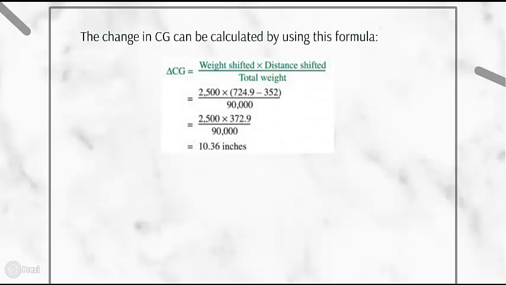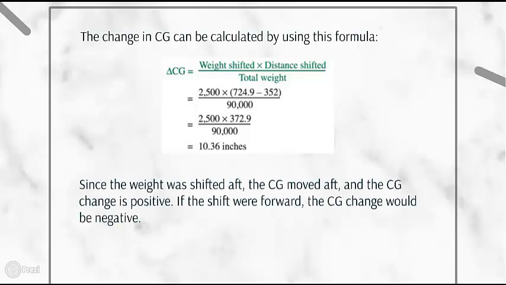Change in CG equals weight shifted times distance shifted all over total weight. It will be 2,500 times 724.9 minus 352 all over 90,000. It will be 2,500 times 372.9 divided by 90,000. The answer will be 10.36 inches. Since the weight was shifted aft, the CG moved aft, and the CG change is positive. If the shift were forward, the CG change would be negative.